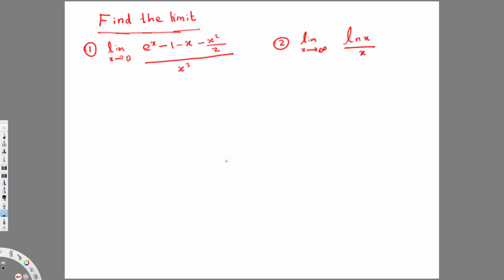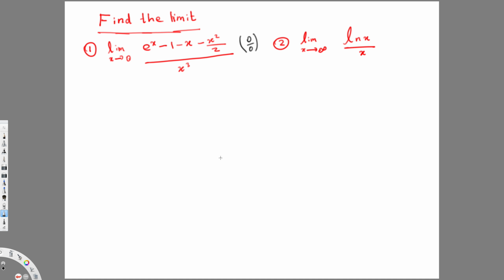Going on, guys, we have the question right here. It's asking to find the limit. So first of all, let's see what happens if we directly plug in 0 right here. e to the power 0 is 1, 1 minus 1 is 0, and this is going to be 0, and this is going to be 0, 0 minus 0 is 0. In the bottom, if you place 0, it's 0, so it's 0 over 0. Therefore we know it's going to be indeterminate, so we don't know the exact value.